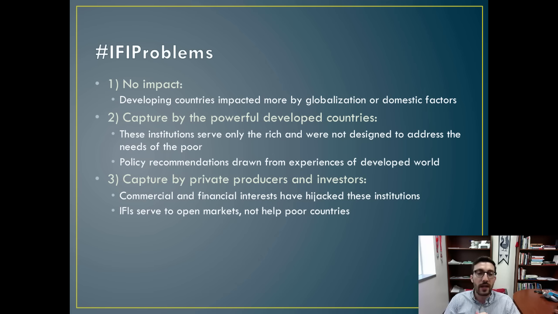Another corollary to this is that IFIs may serve to open markets, but not necessarily to help poor countries. An example of this is cotton growing in Africa. The United States and other countries lobbied intensely for countries in sub-Saharan Africa to decrease their trade barriers so that they could compete with the open market. But what they found was that cotton is being subsidized by other countries, making the cotton produced in sub-Saharan Africa not necessarily economically competitive. So it's kind of like talking out of both sides of your mouth, right?